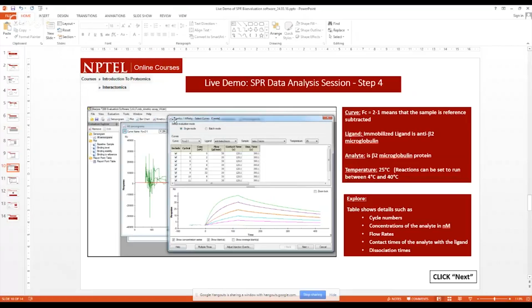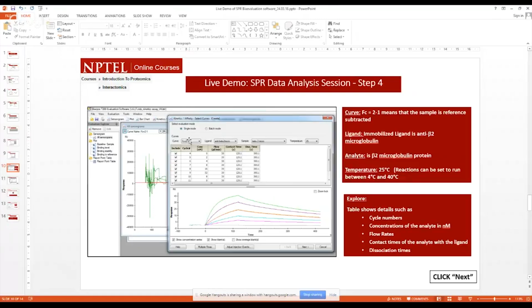Okay, what you see here, you'll find various information given here. Under curve, you will see flow cell is 2 minus 1. 2 minus 1 means that the sample is reference subtracted. Now, this is very important.